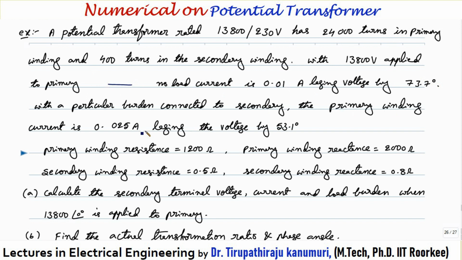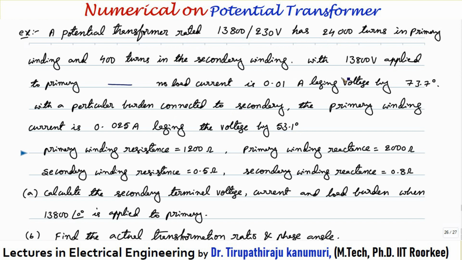The primary winding current is 0.025, lagging the voltage by 53.1 degrees. Let us try to summarize up to here. It is mentioned that the voltage ratio is 13,800 by 230 volts. From this I can calculate n, and it is mentioned that the turns are 24,000 turns in the primary and 400 turns in the secondary winding.